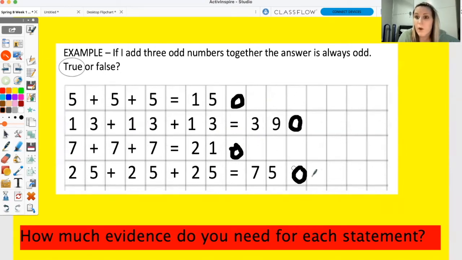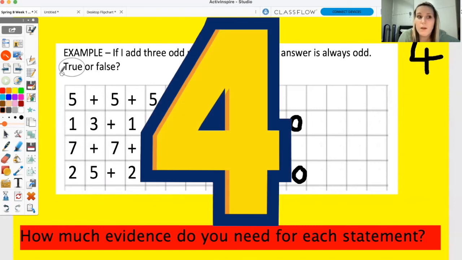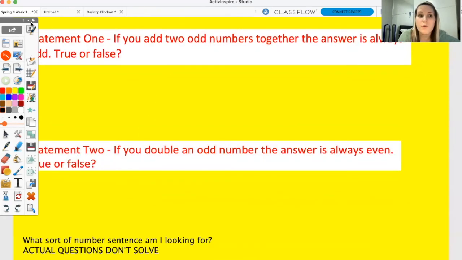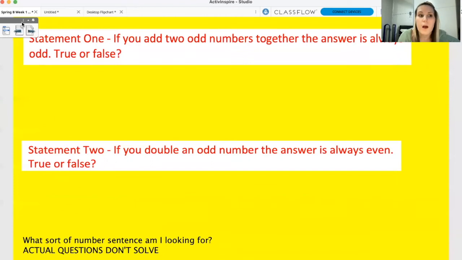Notice how Miss Warren put an O at the end, so I know if the answer is odd or even, so I can just quickly check. So how much evidence do you need for each statement, year 2? Miss Warren would like 4 number sentences for each statement, and you circle whether it's true or false. So I'm not going to do these ones because these are your job. This is your job, but I am going to explain what number sentences we need.